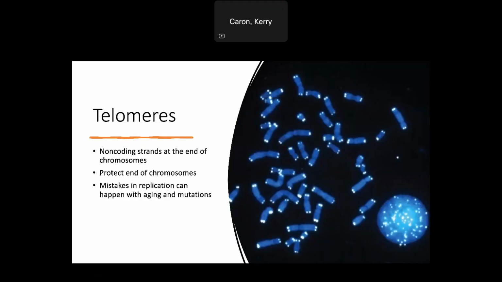Okay. Telomeres are non-coding strands at the end of the chromosomes. They protect the ends of the chromosomes. So sometimes mistakes in replication can happen with aging or mutations.